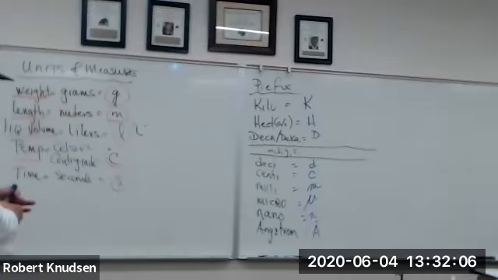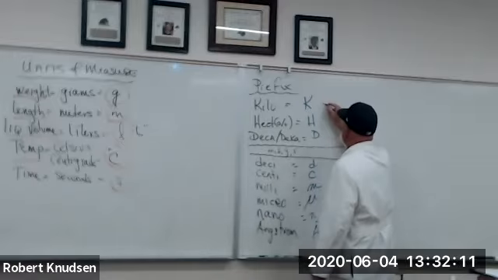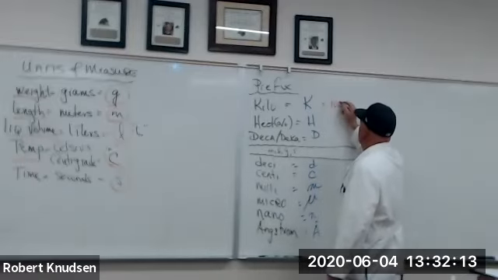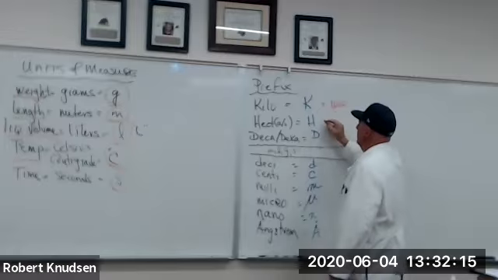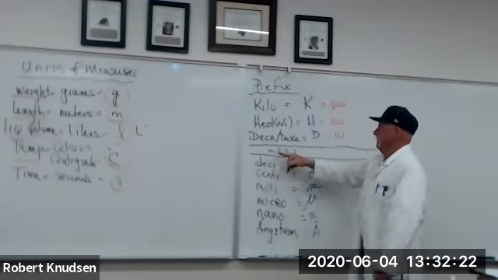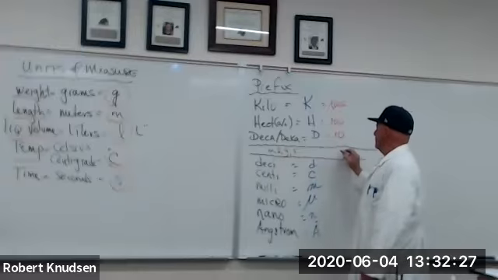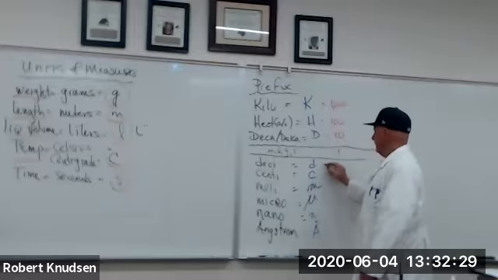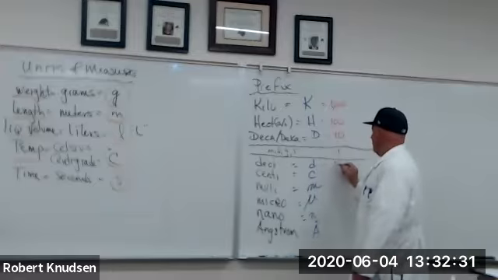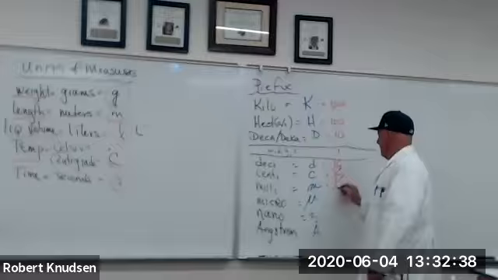Now, I'm still not done with this list. I'm going to do some red over here for you. Kilo means 1,000. Hecta means 100. Deca means 10. Meter, liter, gram, second, 1. Deci, 1/10. Centi, 1/100. Milli, 1/1000.